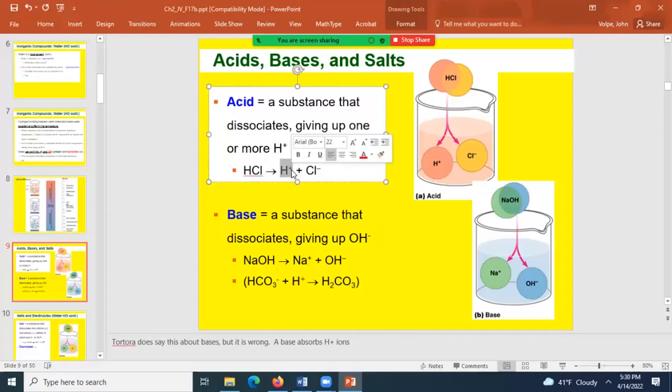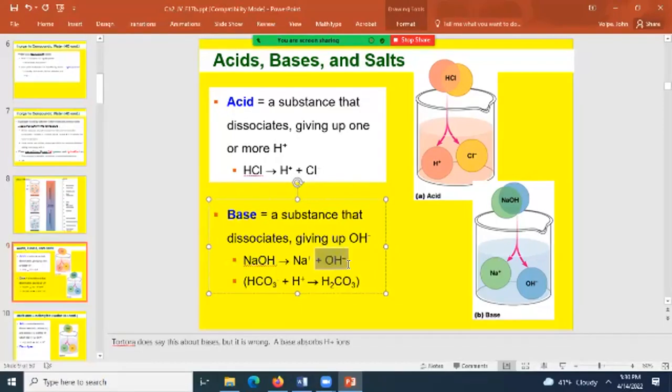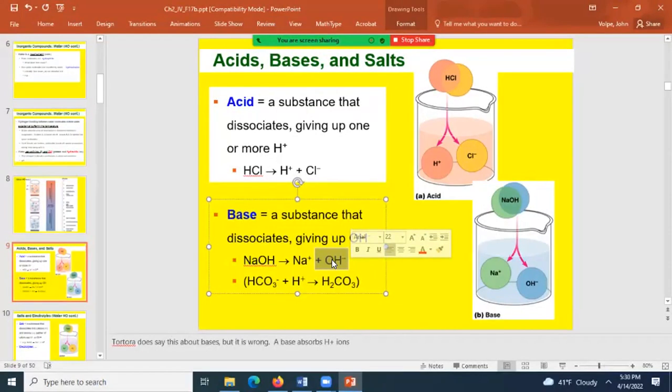Now your textbook defines a base as a substance that dissociates and gives up an OH minus ion, the hydroxide ion. An example of that would be sodium hydroxide. It is a base because when it dissolves in water, it will dissolve as sodium ion and hydroxide ion. So this will be given up and that'll make the water basic.